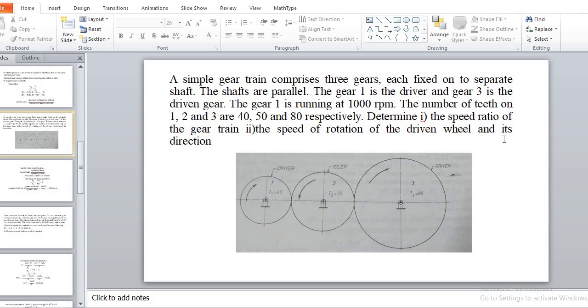Here one numerical is given. A simple gear train comprises 3 gears, each fixed on a separate shaft. The shafts are parallel. Gear 1 is the driver, gear 3 is the driven gear. Gear 1 is running at 1000 rpm. Number of teeth on first, second and third are 40, 50 and 80 respectively. Determine the speed ratio of the gear train, the speed of rotation of the driven wheel and its direction. So they asked to find the speed ratio and also the speed of rotation of the driven wheel and its direction.